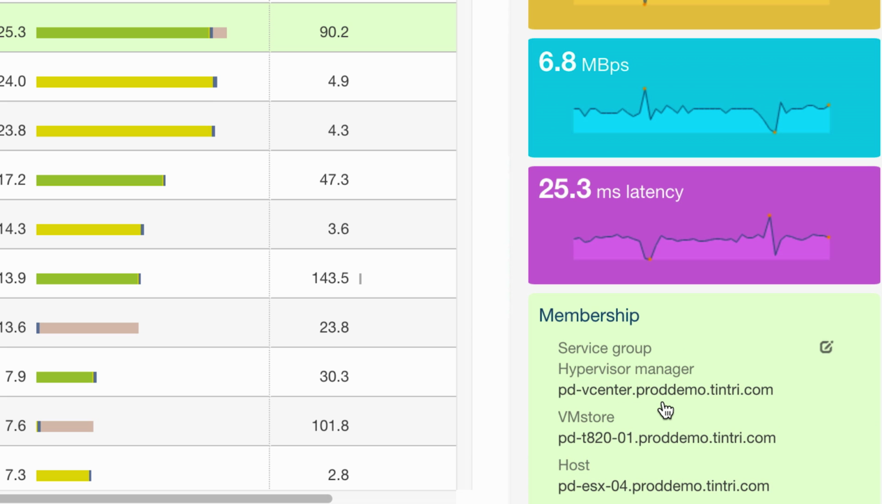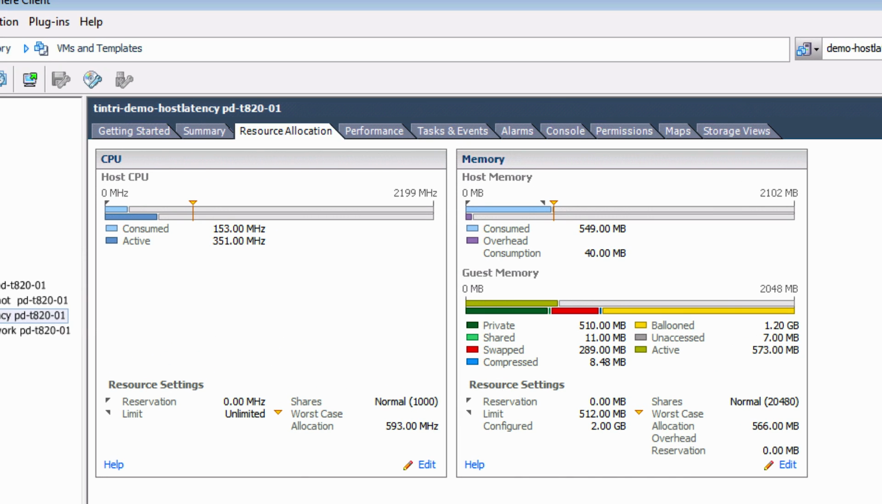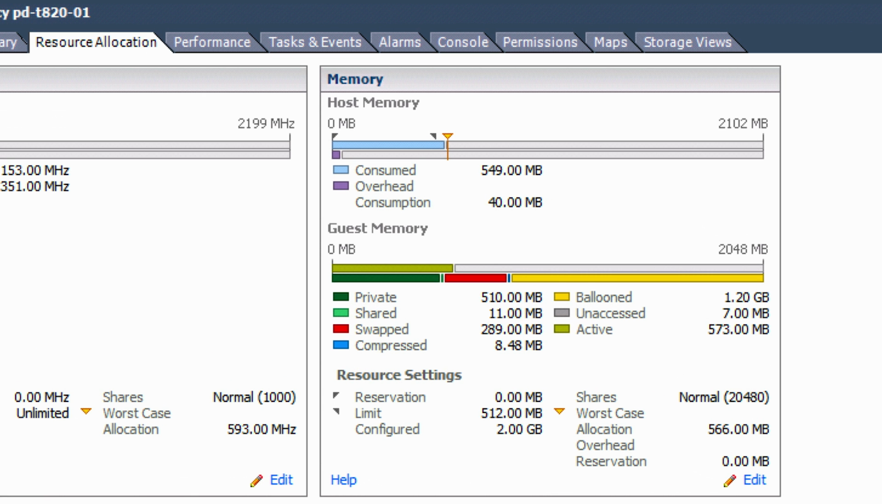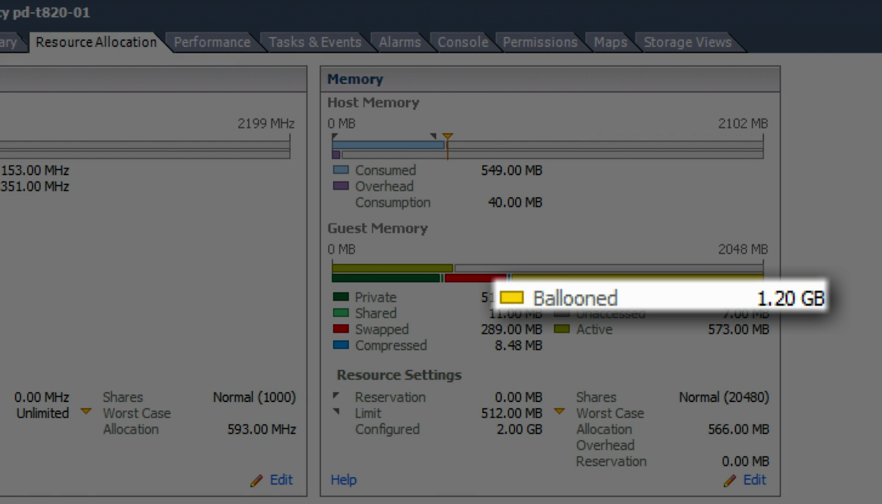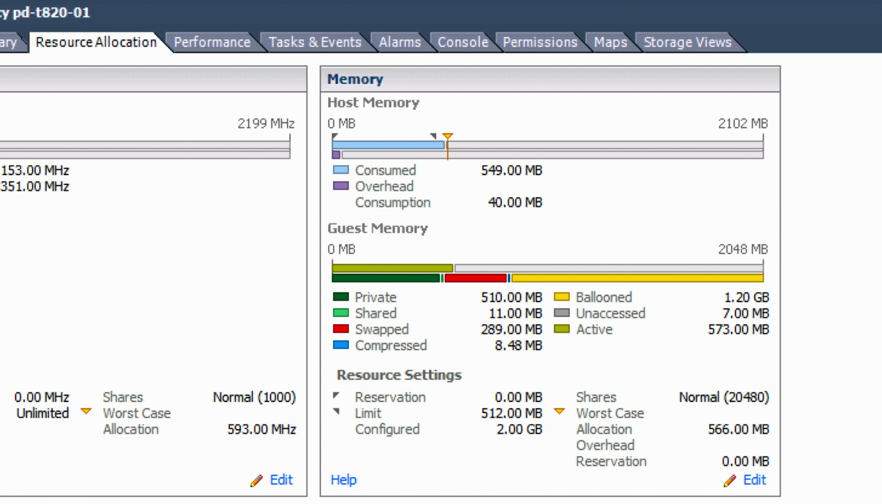So let's go there. Here, we're looking at the vCenter and the view of our VM. This is showing the resources for this VM. And it's interesting, this VM shows about 1.2 gigabytes of balloon memory and non-zero swap memory. This could be the cause for the VM being slow to receive its IOs, so we'll fix that later.